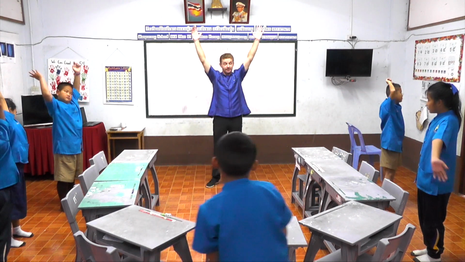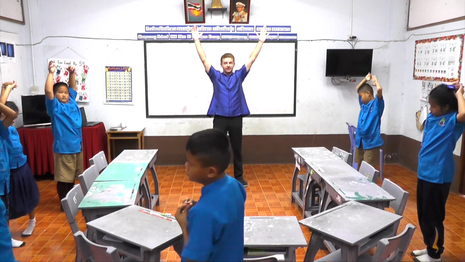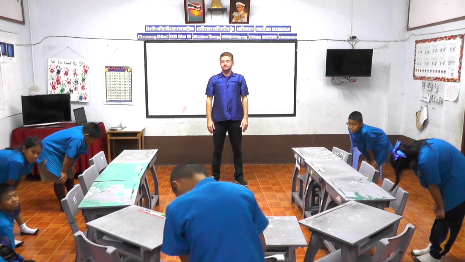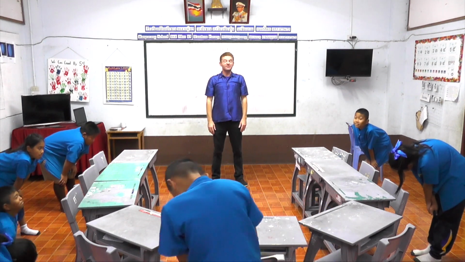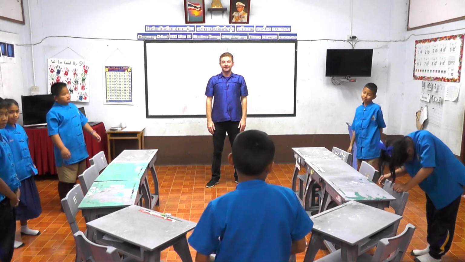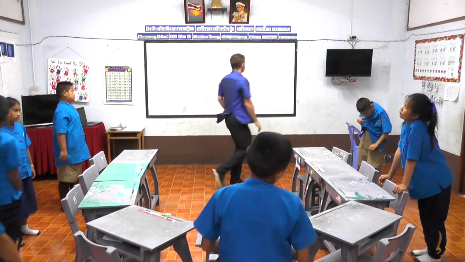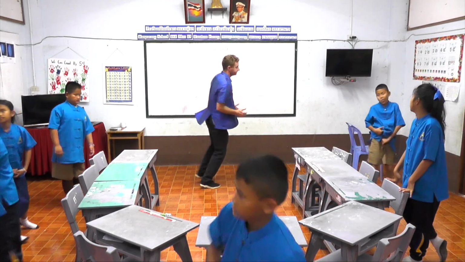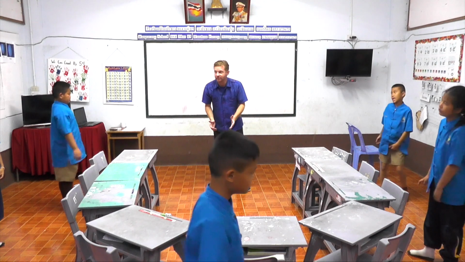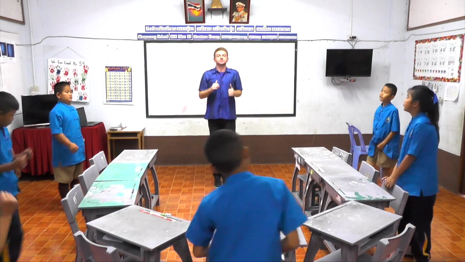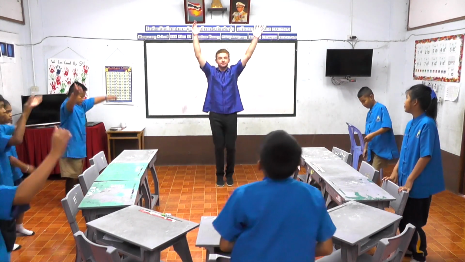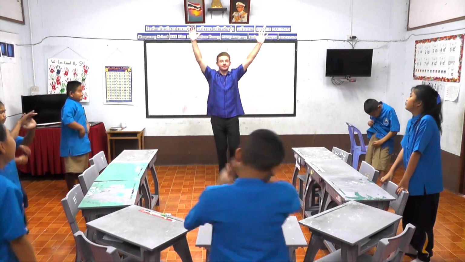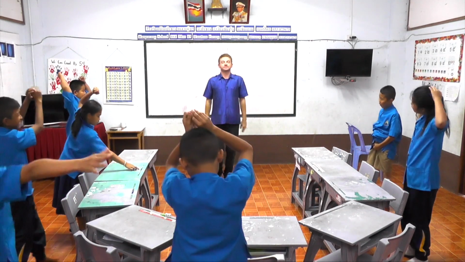Teacher says, hands in the air. Teacher says, touch your toes. Stand up straight. Excellent. Teacher says, stand up straight. Teacher says, turn around. Teacher says, turn back the other way. Teacher says, jogging on the spot. Arms in the air. Teacher says, arms in the air. Arms down.